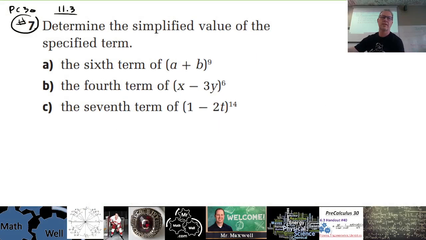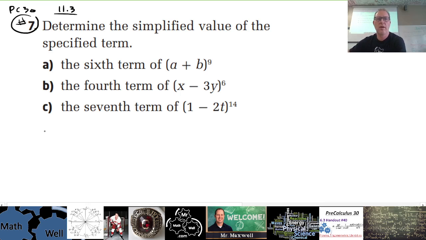Okay, so number 7, guys, says this. This one's a bit of a different take on it. We're not expanding to find the final polynomial, but you're asked to find the 6th term of this expansion, the 6th term. So you don't have to list all of them. You just have to list the 6th one and simplify it. So there are some shortcuts, right?